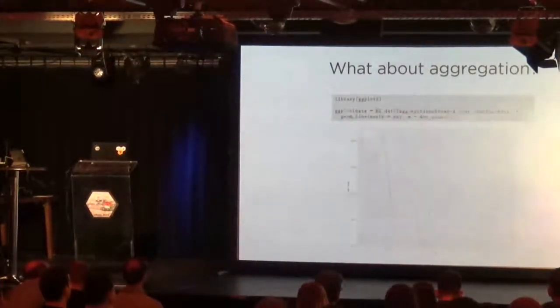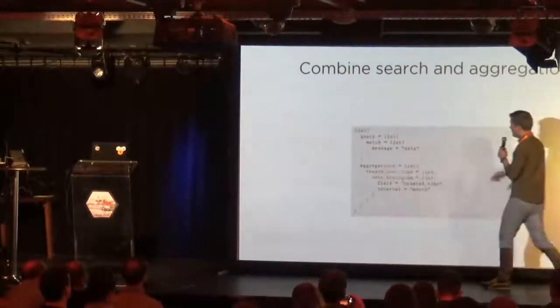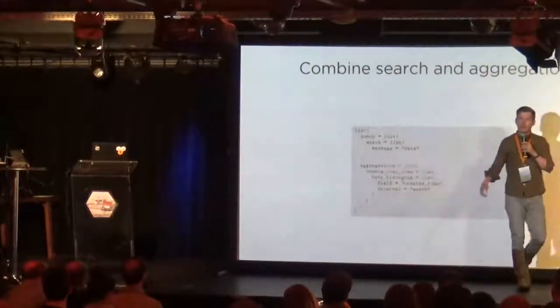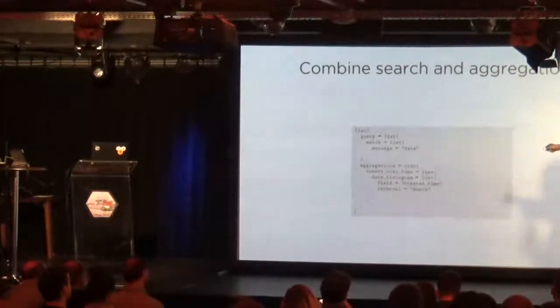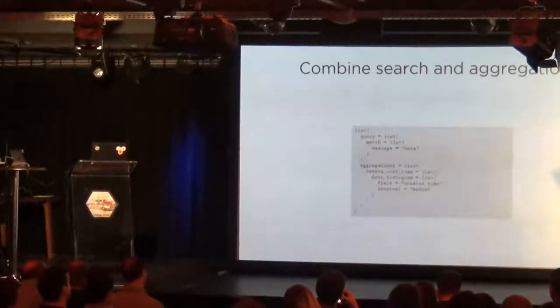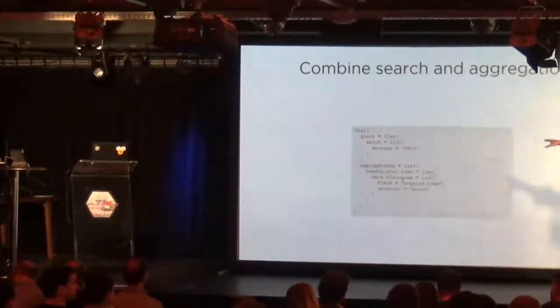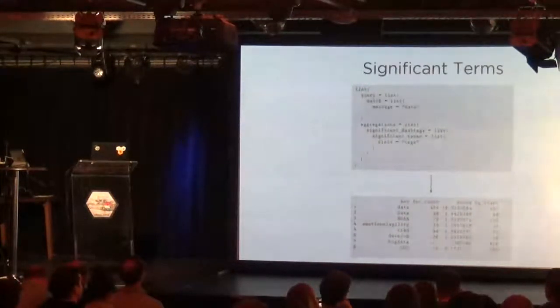You can also combine aggregations and search, so where you say we want to search for this word data again in this field message, and then we want to aggregate how many tweets mention the word data per month. So this is basically combining search and aggregation. Again, this is all the code you need to do that, which I find very interesting.